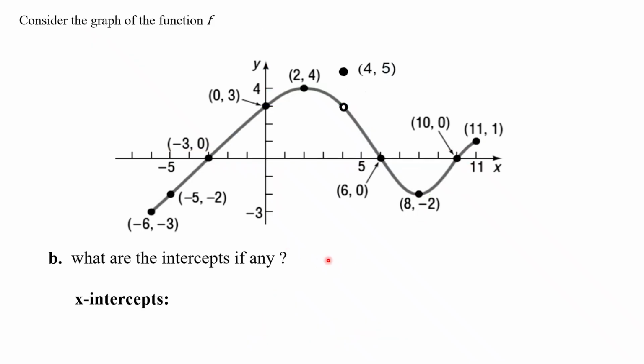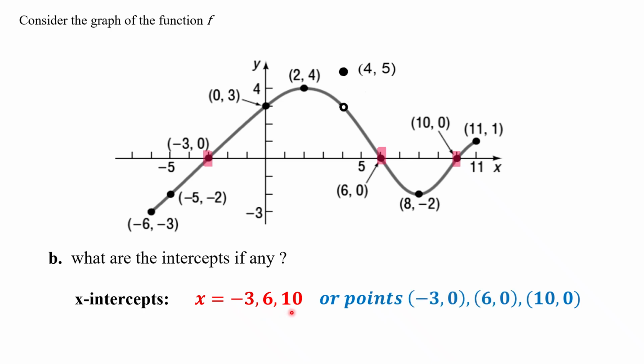In finding for the intercepts, the x-intercepts are the intersection of the x-axis and the graph of the function. So the x-intercepts are -3, -6, and 10, or points (-3, 0), (6, 0), and (10, 0). While the y-intercept is the intersection of the y-axis and the graph of the function. So the y-intercept is y equal to 3, or (0, 3).